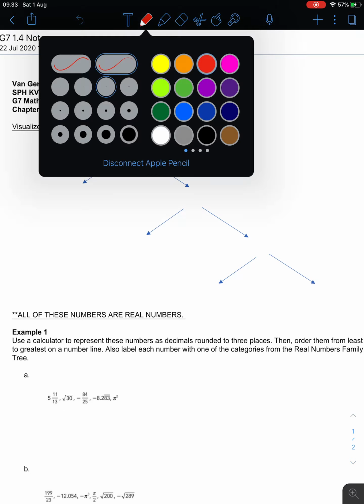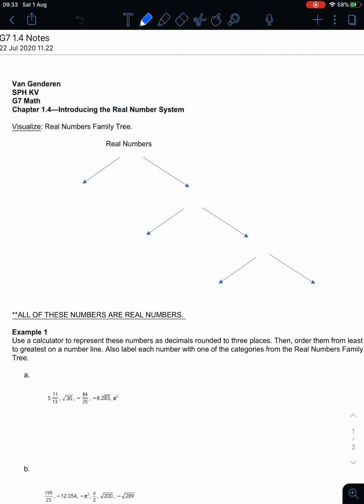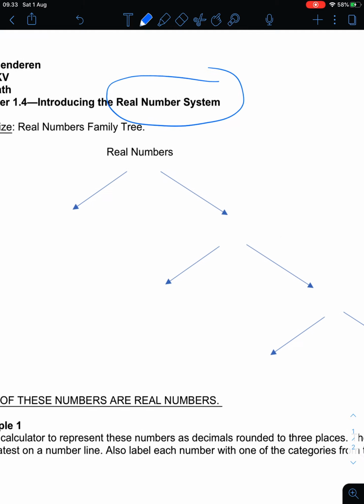All right, let's keep going here with section 1.4. This is a pretty short section. We're just going to talk about some vocabulary and then do a couple examples here. So bear with me here. So we're going to be talking about the real number system.